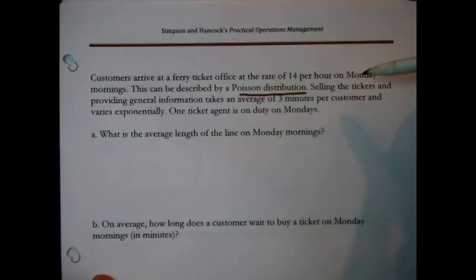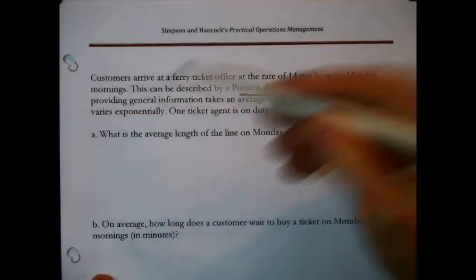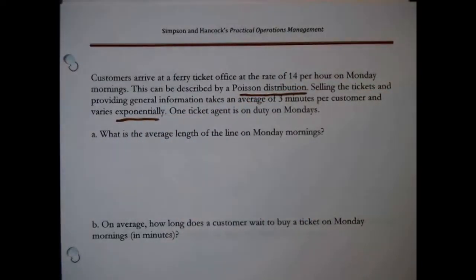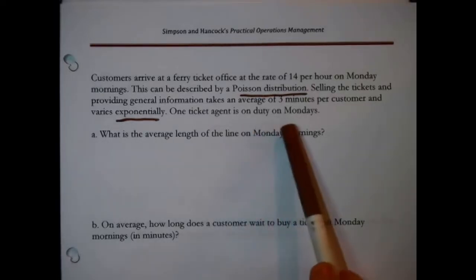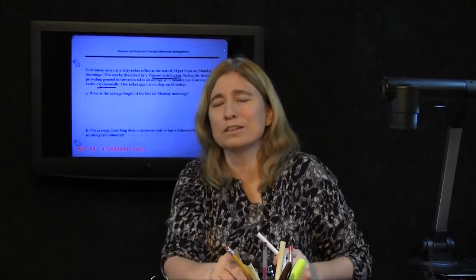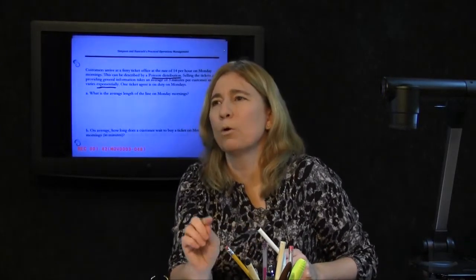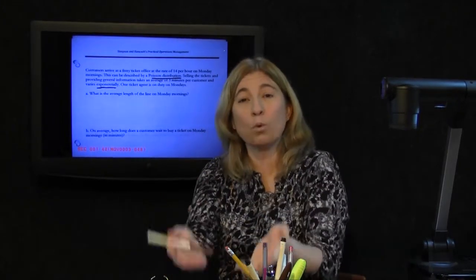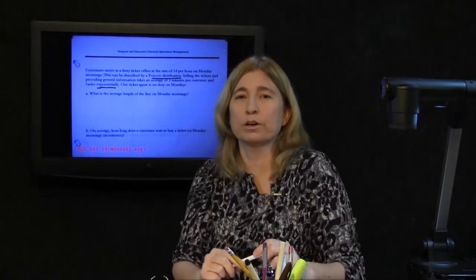Selling the tickets and providing general information takes an average of 3 minutes per customer and varies exponentially. That was my other hint. The MM1 model assumes that the service rate is exponentially distributed. One ticket agent is on duty on Mondays. That was the last hint that I needed, because the MM1 model assumes that there's only one server, and sure enough, there's the one ticket agent to help the customers.